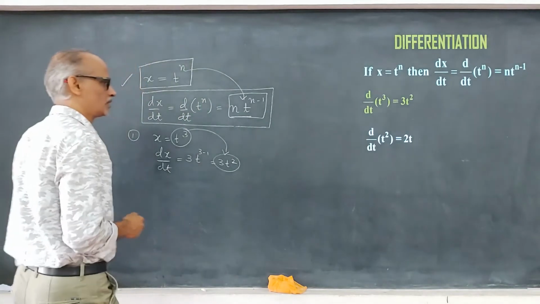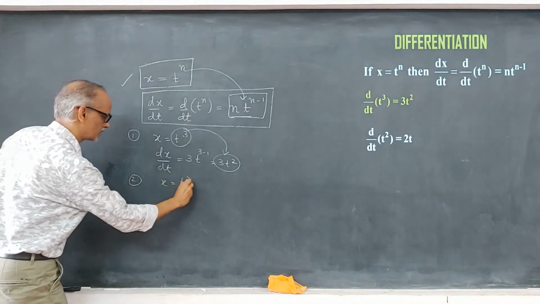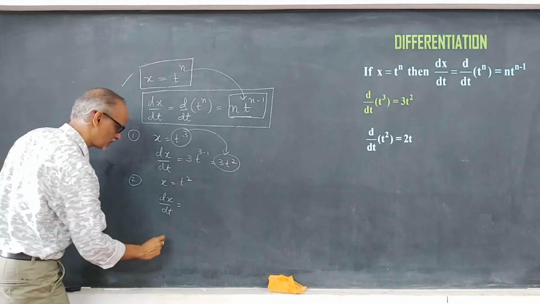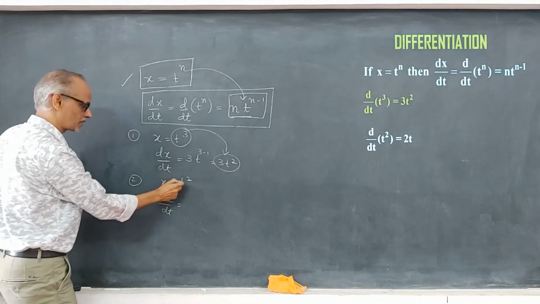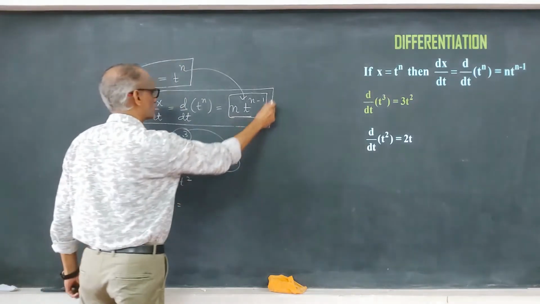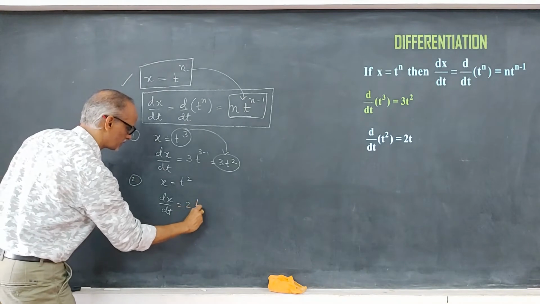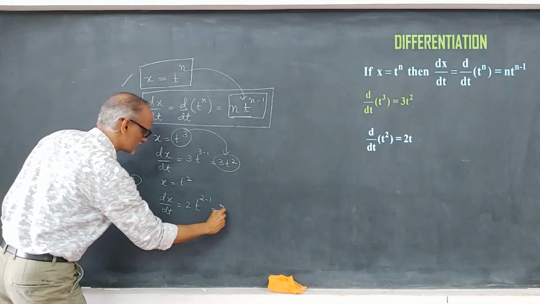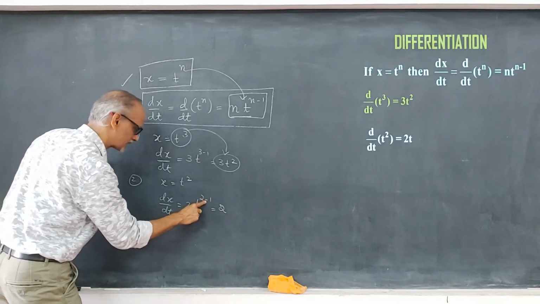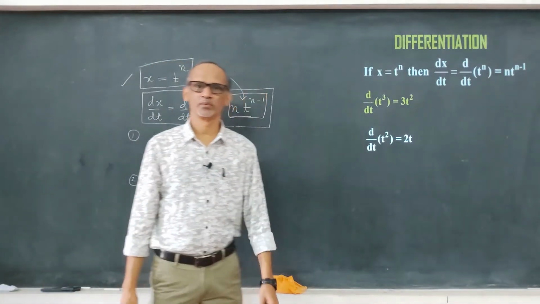Okay, so some more. Now what is the differentiation of t square? The second one, where x is equal to t square. Now what is the dx by dt? x is equal to t square, t to the power n. Now what is the value of n? It's 2. So use the formula, n into t to the power n minus 1. So n is 2, t to the power 2 minus 1, which is nothing but t only, correct? So it's 2t. So that's why differentiation of t square is 2t.